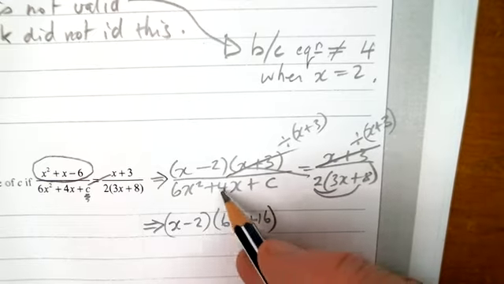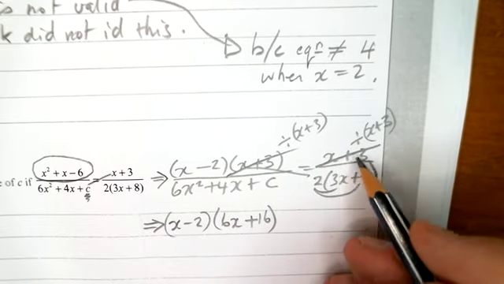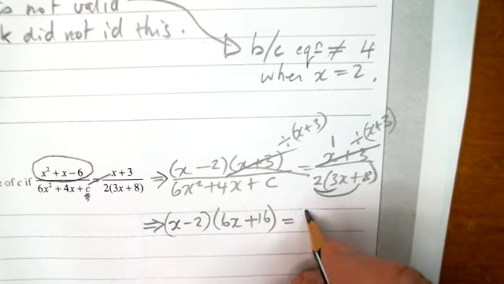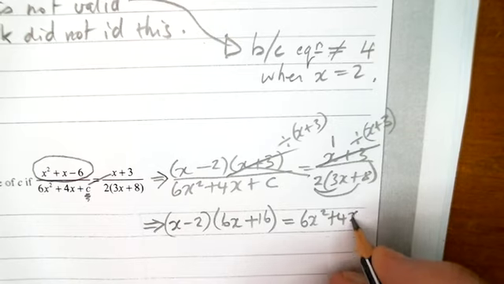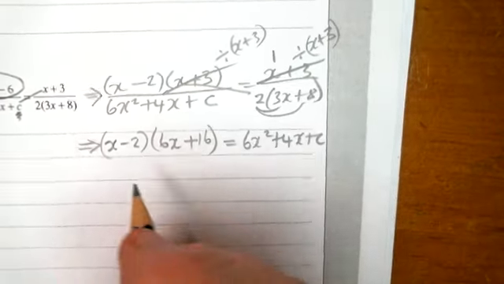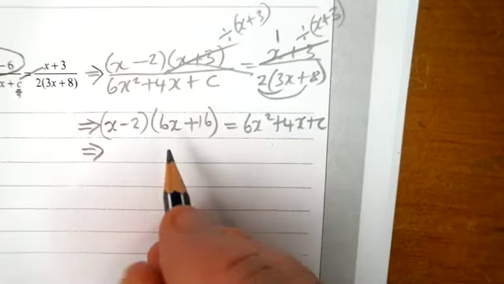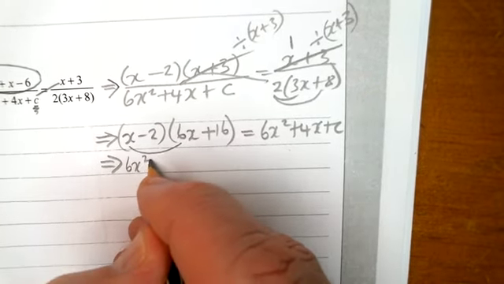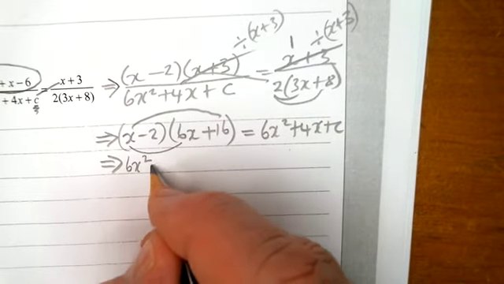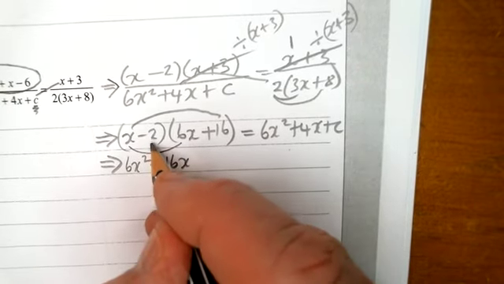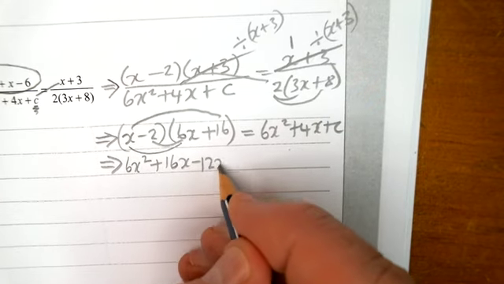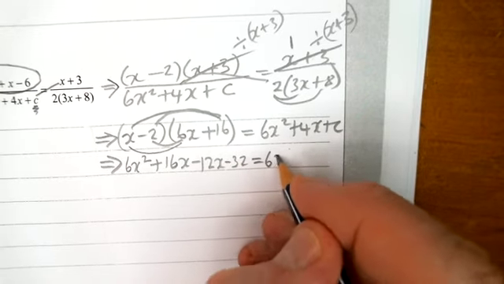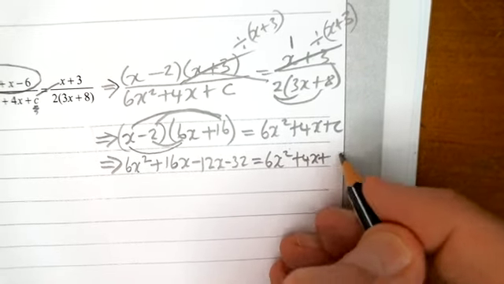Now I'm going to cross multiply this. Well, this is just going to be that times 1, because of course that divided by x plus 3 is 1. And it's going to be a 1 here. And that's going to equal 6x squared plus 4x plus c. So now let's go ahead and expand that out. So I'm going to have x times 6x is going to be 6x squared. X times 16 is going to be plus 16x. Negative 2 times 6x is going to be minus 12x. Negative 2 times 16 is going to be minus 32, is equal to 6x squared plus 4x plus c.